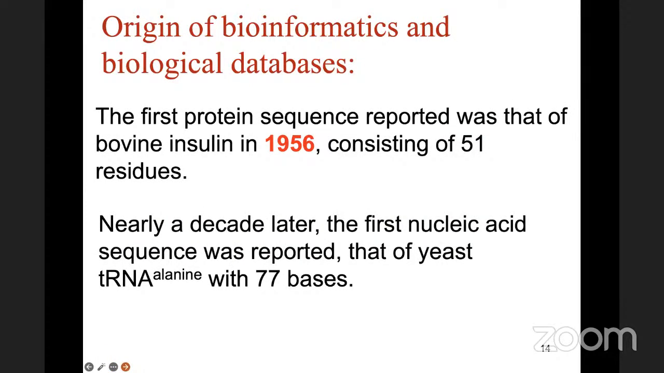I'm cutting this short. The first protein sequence, as you know, was insulin, which is 51 residues long, and it was sequenced in 1956. And a yeast tRNA sequence was reported, which is 77 bases long. So this is the origin of biological databases. So that is the data: 51 amino acids and 77 nucleotides.